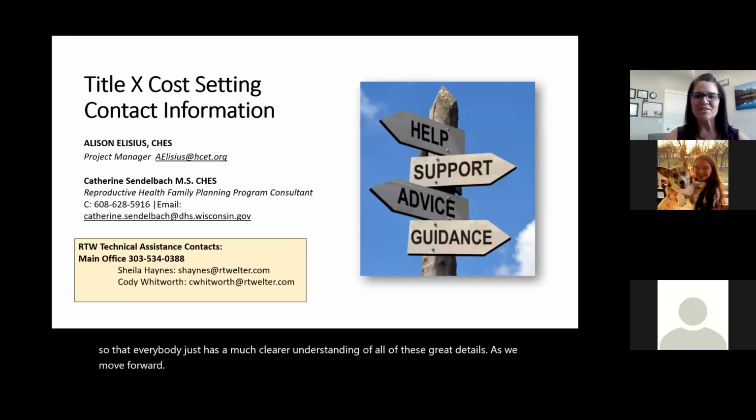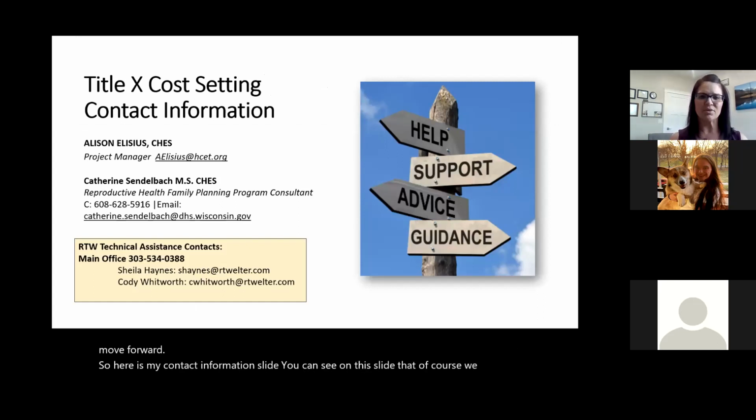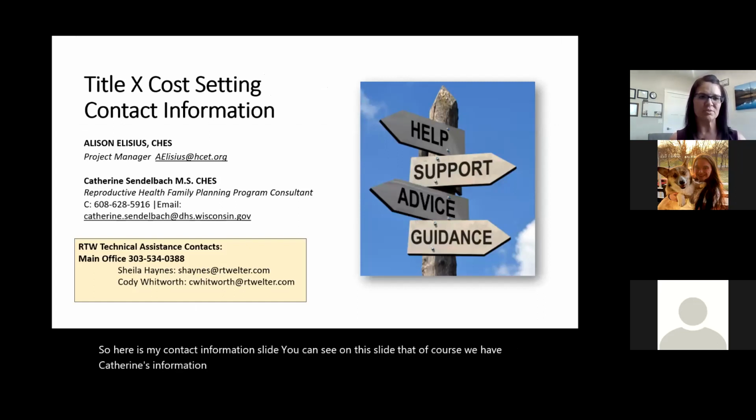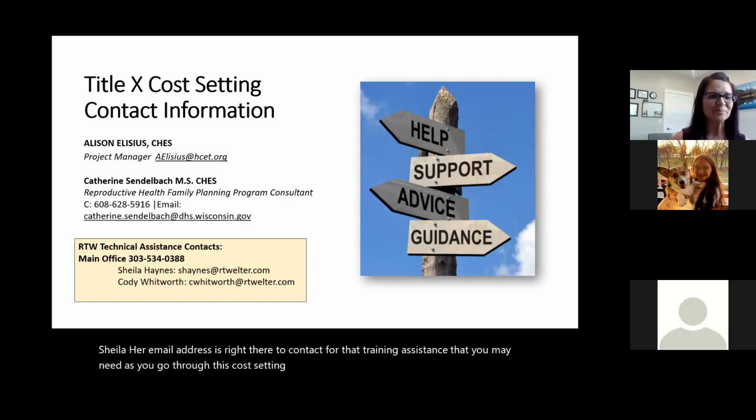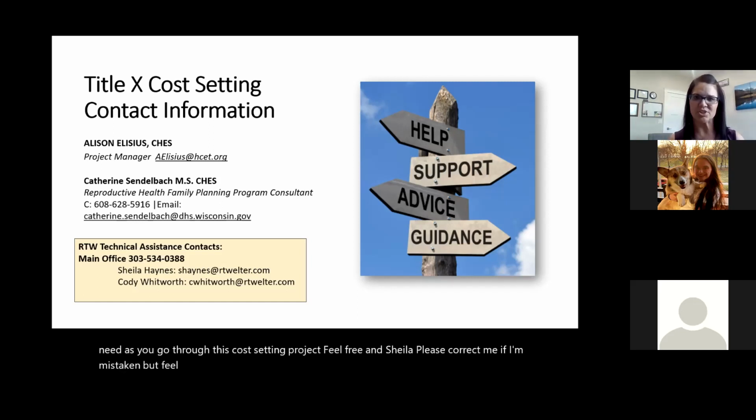So here is my contact information slide. You can see on this slide that, of course, we have Catherine's information there to reach out to in relationship to this project, as well as Sheila. Her email address is right there to contact for that training assistance that you may need as you go through this cost setting project. Feel free, and Sheila, please correct me if I'm mistaken, but feel free to directly reach out to Sheila to propose a time to meet to go over your analysis.